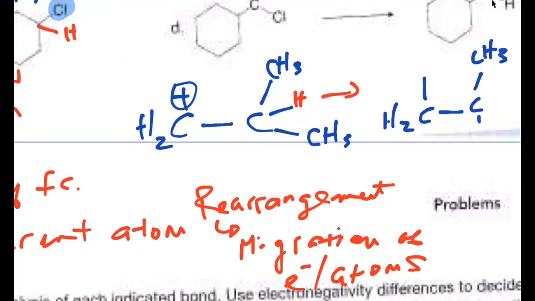This is my product. Now my plus charge is over here, right? And then the hydrogen that was attached to that carbon is now over here. So this particular rearrangement is what we call a hydride shift. It's a type of rearrangement.